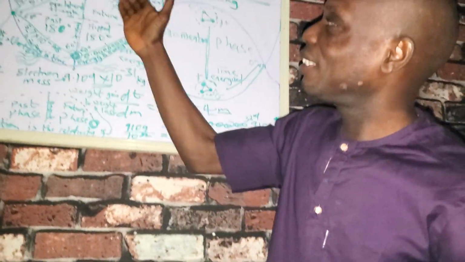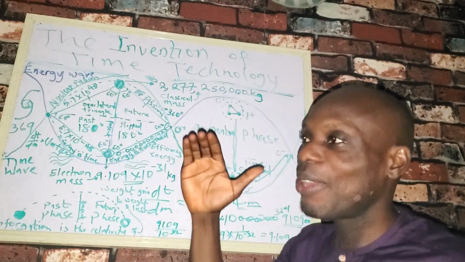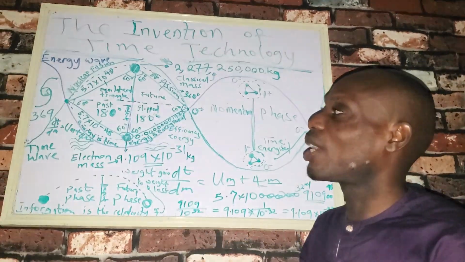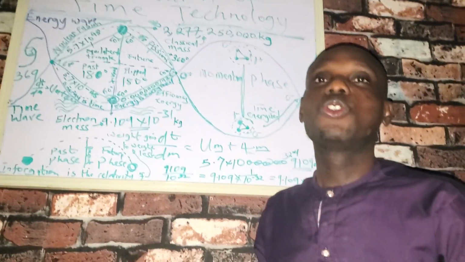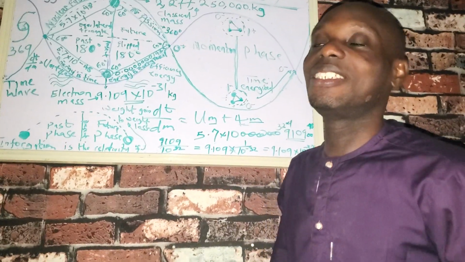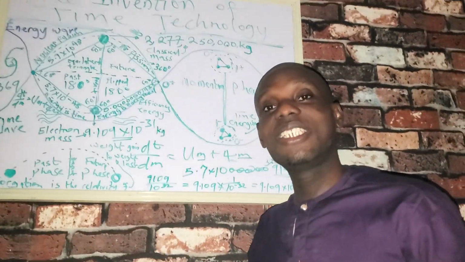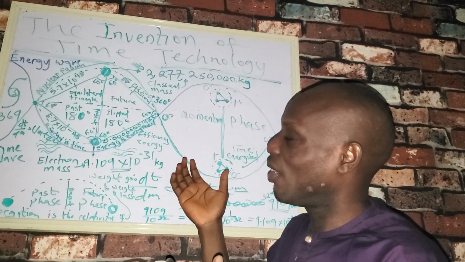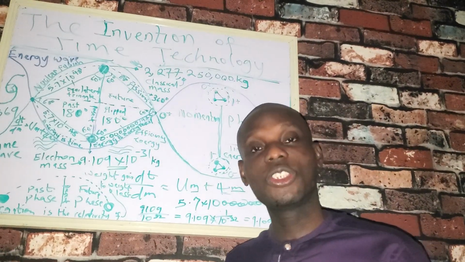So in our own case, time is what we can actually use to rearrange information such that we will have order in a disorderly formation.